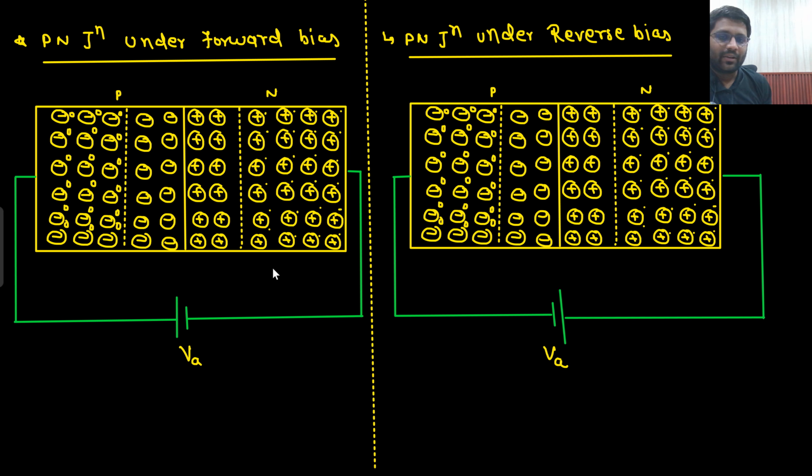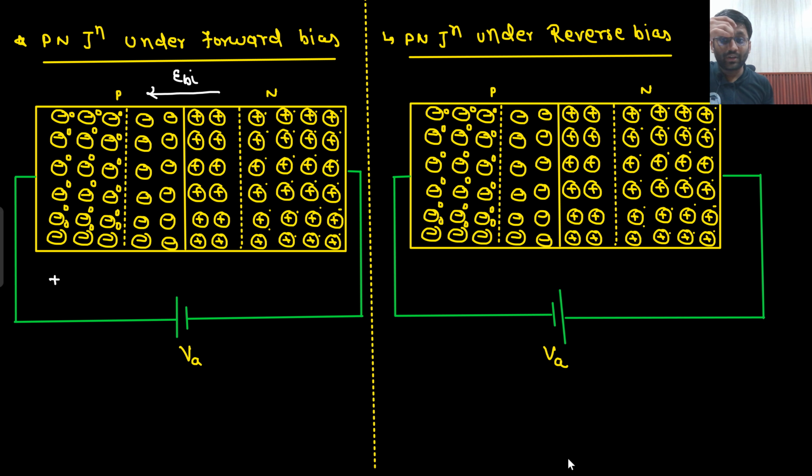Now in forward bias, what will happen? This was my PN junction under equilibrium. A built-in electric field was set up here, in this direction, from positive to negative. Now the external battery that you are applying will make an electric field set up in this direction. Say yes or no? The external battery that you have applied will make the external electric field in this direction, because this will be positive and this will be negative. So this will be the direction.